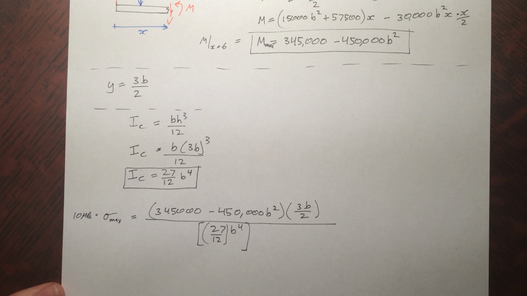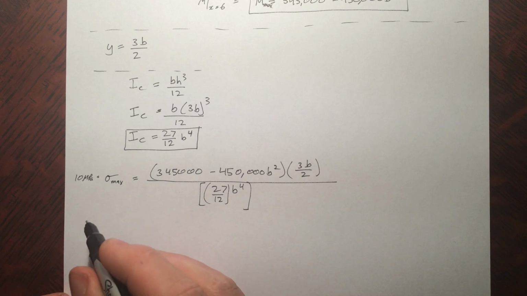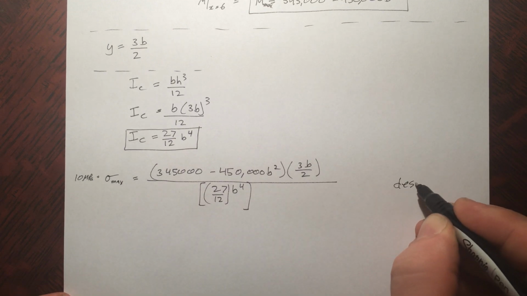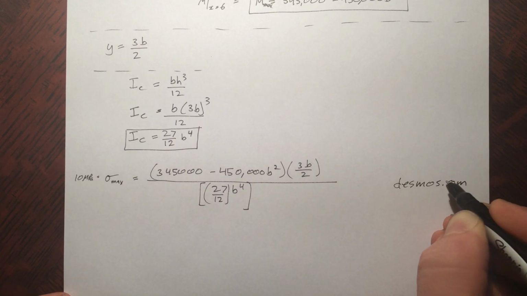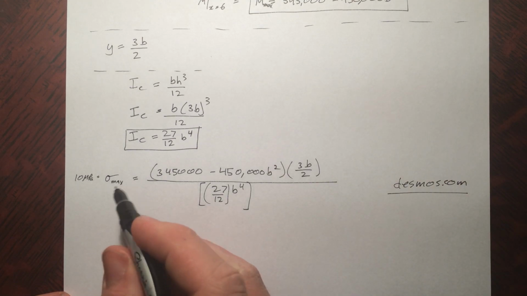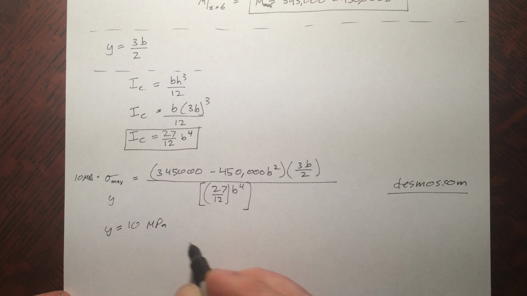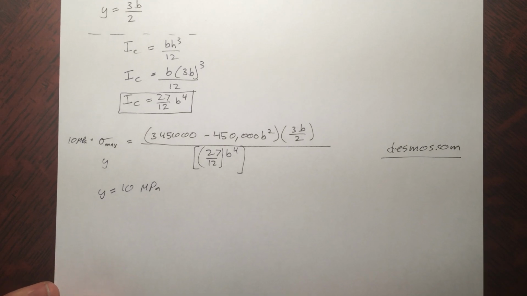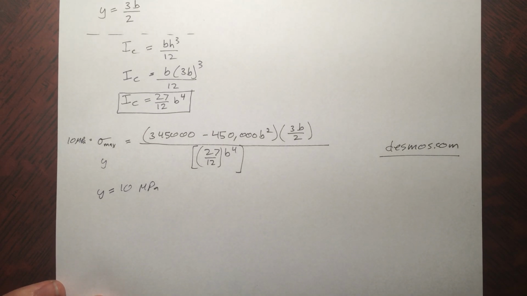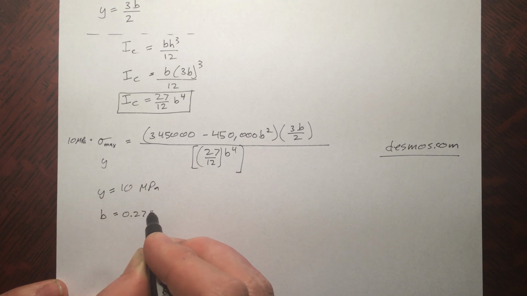Alright, so what I recommend, because it's quite complicated to extract B out of this, is to plot this on your computer. I like to use Desmos.com. Very user-friendly site, very easy to work. Plot this as y equals this, and then plot another line, y equals 10 MPa, or 10 million. And then just find B. For our specific situation, I do that and I find B to be 0.275.